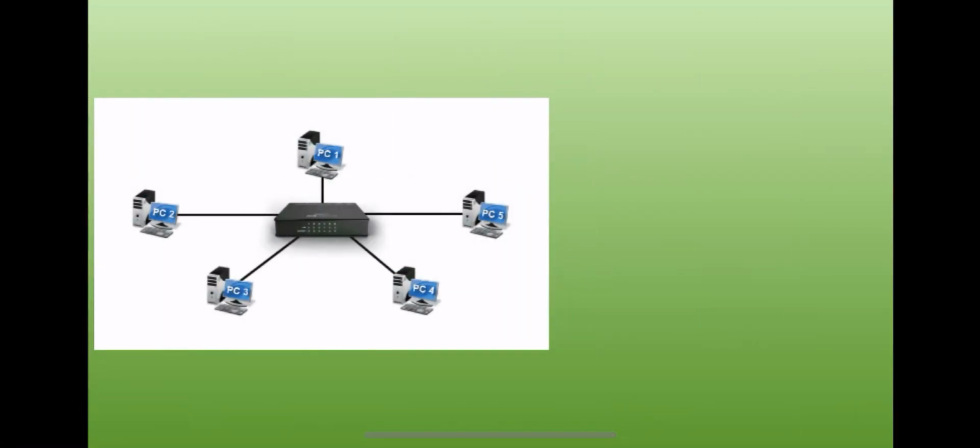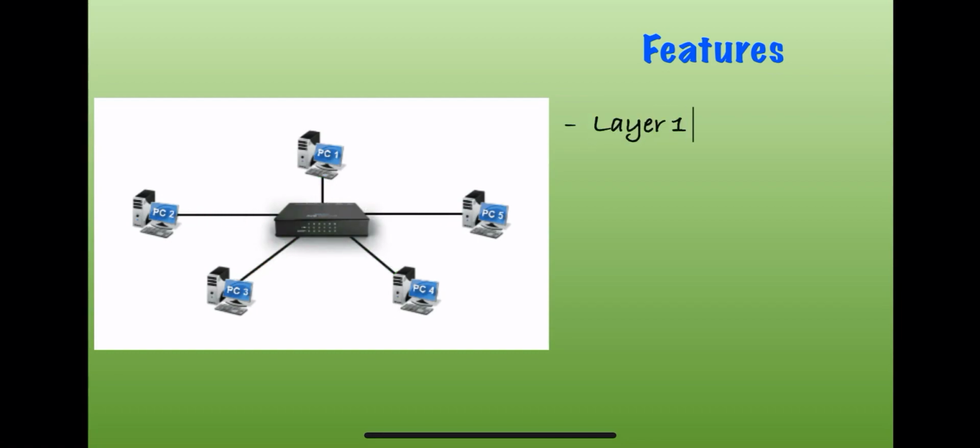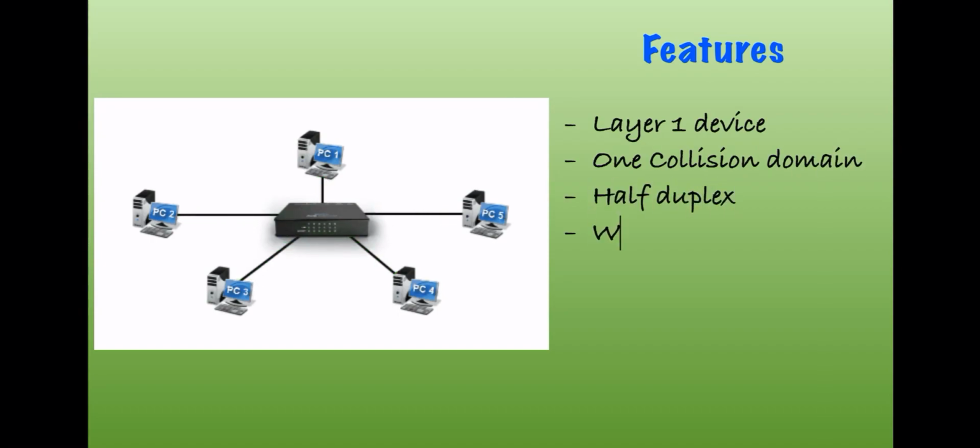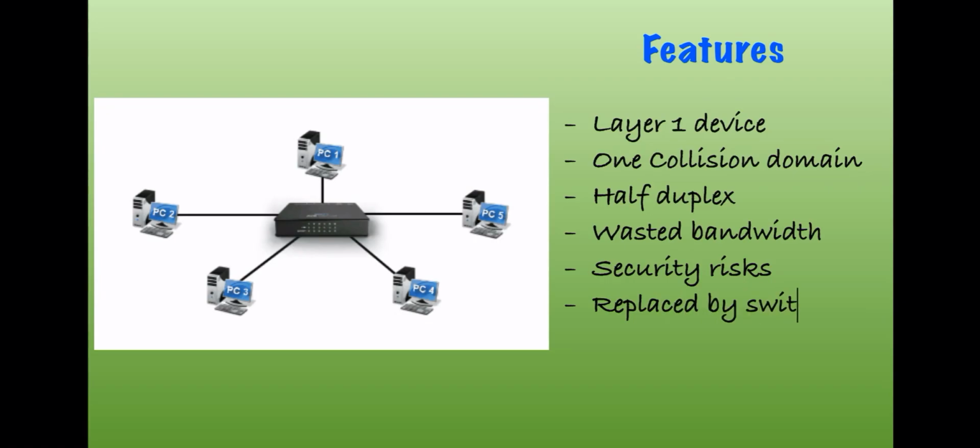Now we can say that there are certain features of a hub: it is a layer 1 device. As I said, it functions at the physical layer of the OSI model. It has one collision domain, I'll explain it. It is half duplex. Half duplex means that you can either send or receive at a time. You cannot do both things simultaneously. It has wasted bandwidth, it has security risks, and it has been replaced by switches. Because of its certain disadvantages, it is replaced by switches.